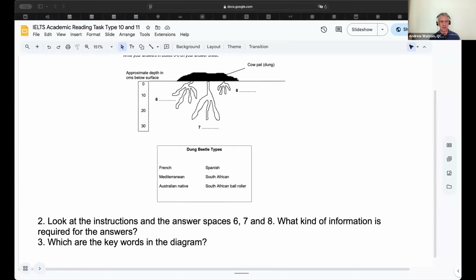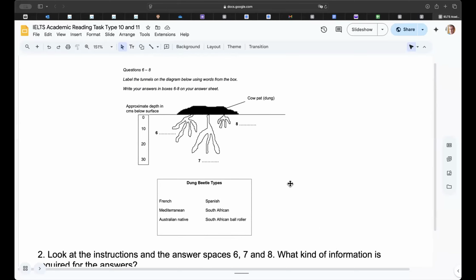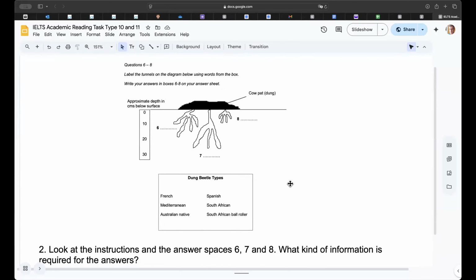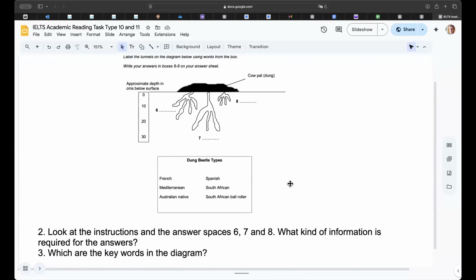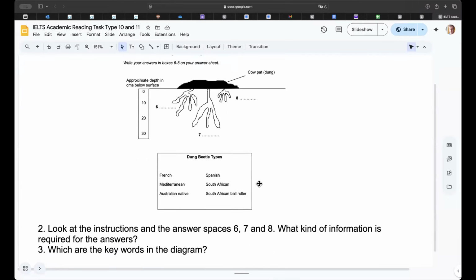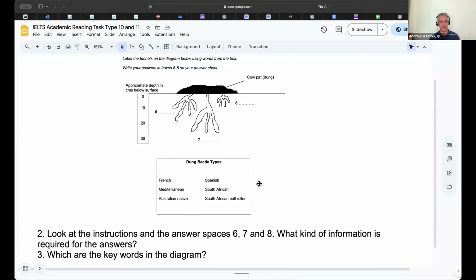But for answering those 6, 7, and 8, we should have more context, because if we only have that one, how are we supposed to know which one belongs to which beetle? I think we're missing something. What do you think you're missing? The reading text, yes. Exactly. So that's going to come next.